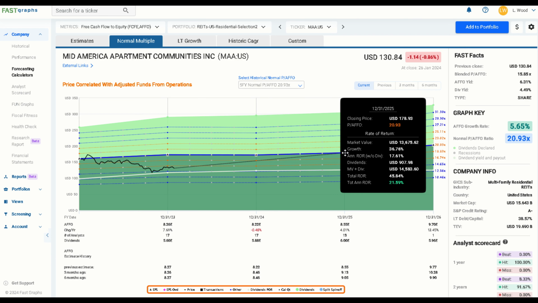And if prices do return to this level of 21 times price to AFFO ratio, we're talking about a total annualized rate of return of about 22%, which I think is quite achievable. I love the analyst scorecard. This is definitely going on my list of companies to look at investing in next.